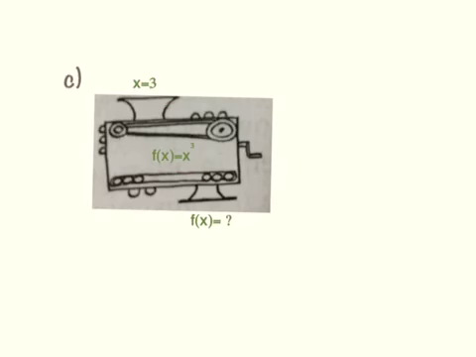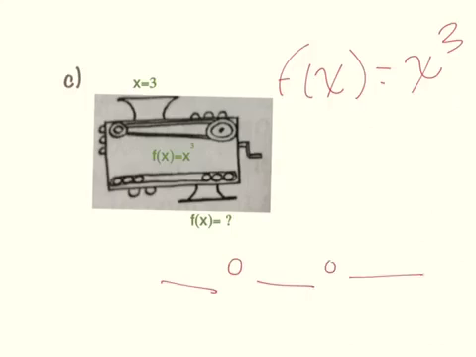Okay, the next one says the function of x equals x cubed. So function of x equals x cubed. Cubed means it's like an exponent, but instead of multiplying a number times a number, you do a number times a number times a number.